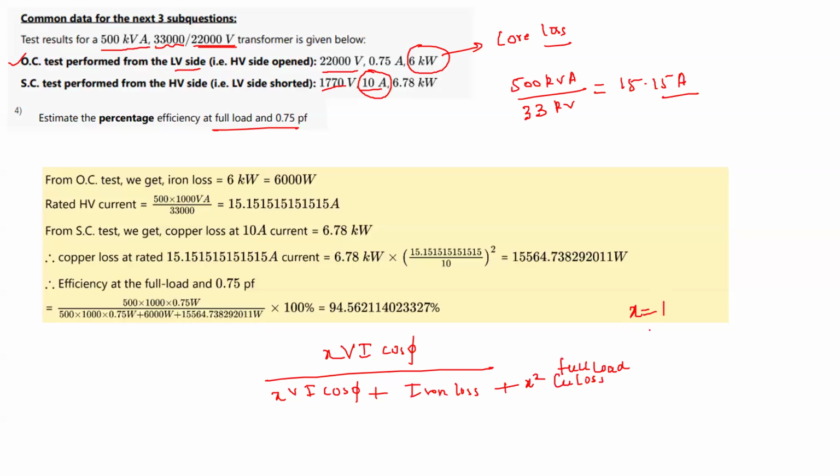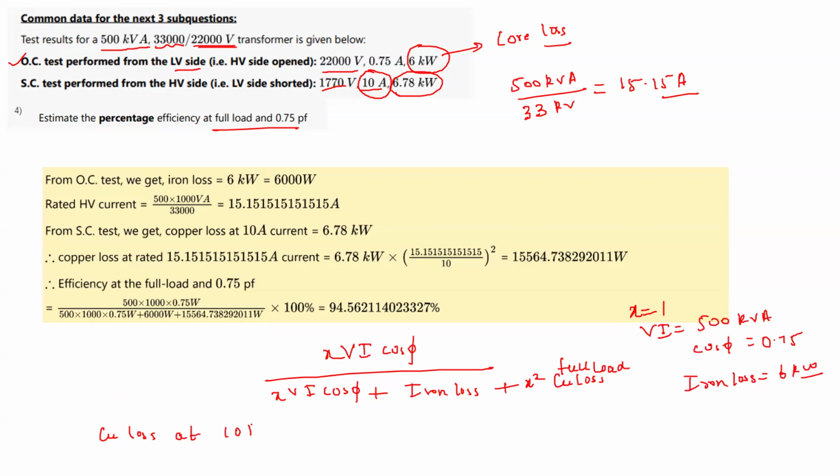So X you have to take as 1, VI you have to take it as 500 kVA. Okay, so this is 500 kVA. Cos phi is said to be taken as 0.75. And see, iron loss also we know from the OC test. Okay, so iron loss is 6 kilowatt. Okay, so this is the iron loss. Now, what we need to determine? We need to determine the full load copper loss. But you see the copper loss which we are getting is at 10 ampere. Okay, so this is the copper loss at 10 ampere.